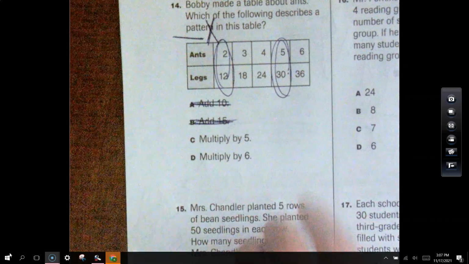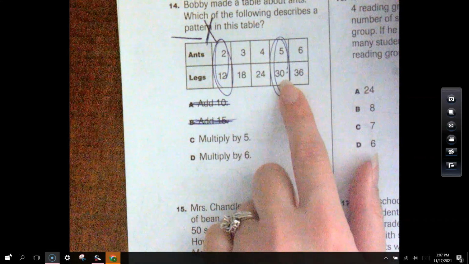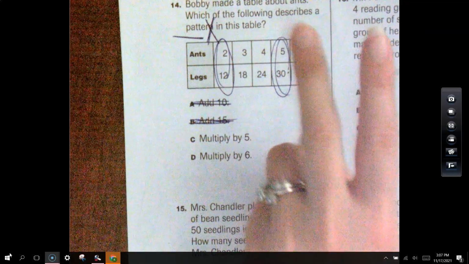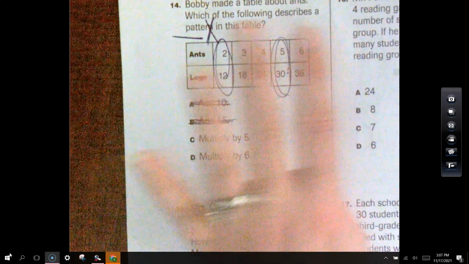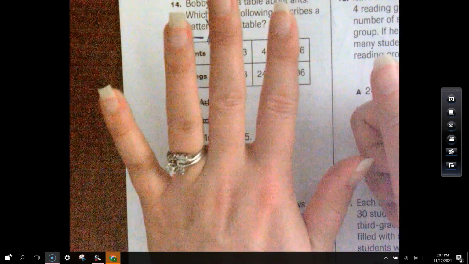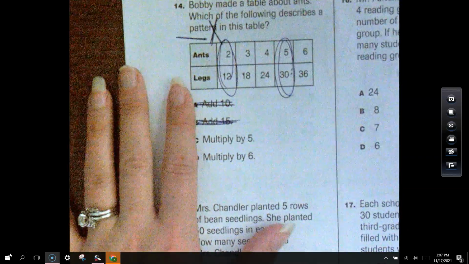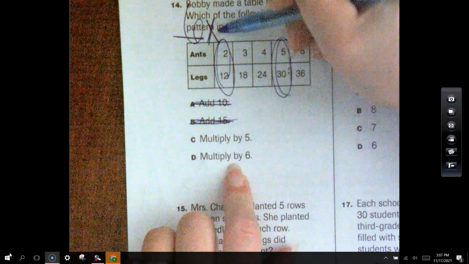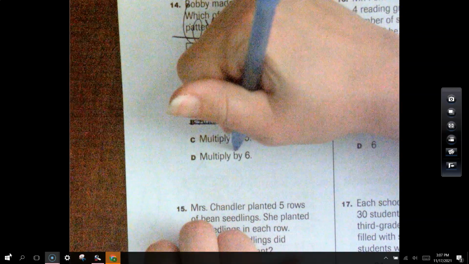I am going to count by 5s until I get to 30. Here we go. 5, 10, 15, 20, 25, 30. How many fingers do I have up? If you said 6, you are correct. So that means that I am going to be multiplying by 6, which is D.